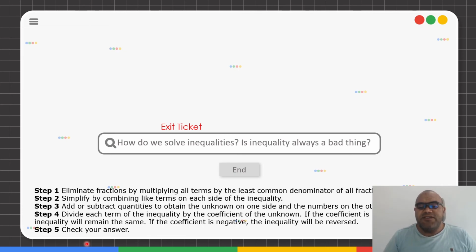And step number 4, divide or multiply by the coefficient, and be sure if the coefficient is positive, you don't need to do anything. If the coefficient is negative, remember you need to flip the inequality. Remember, we need to flip the inequality. And check your answer. Be sure to check, okay guys? Don't just give the final answer and not check, please. You need to check. Okay?